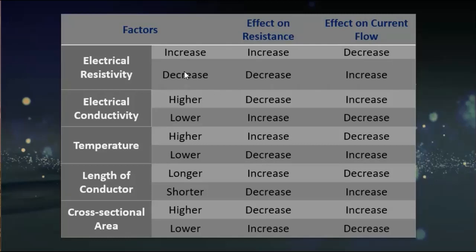It's the opposite. If the electrical resistivity decreases, resistance will decrease also, and effect on current will be higher. If electrical conductivity is higher, effects on resistance will decrease, and effect on current will increase. And if its conductivity is lower, resistance is of course higher, and effect on current flow will decrease.